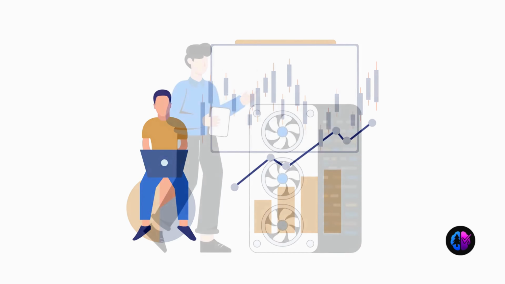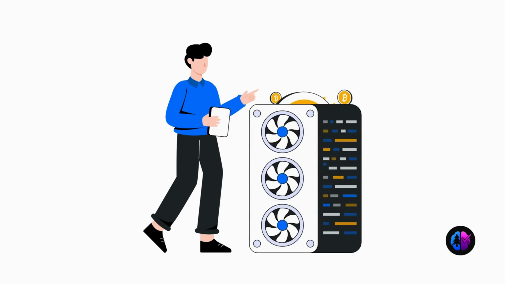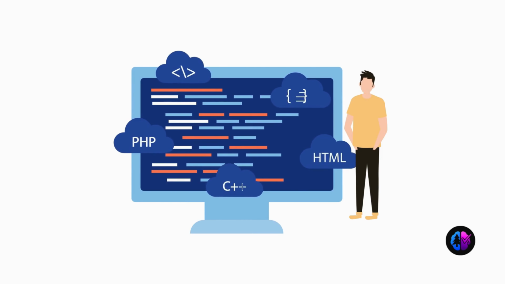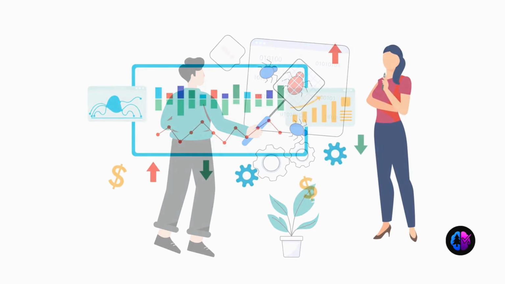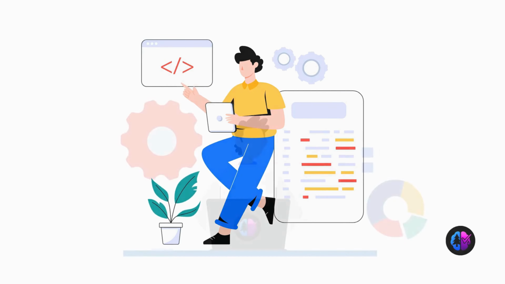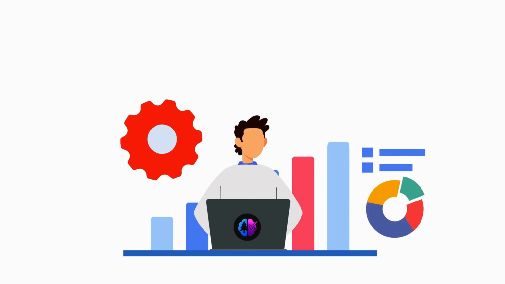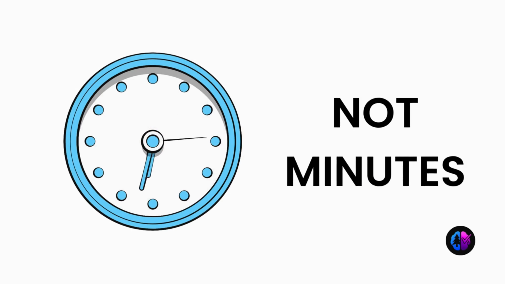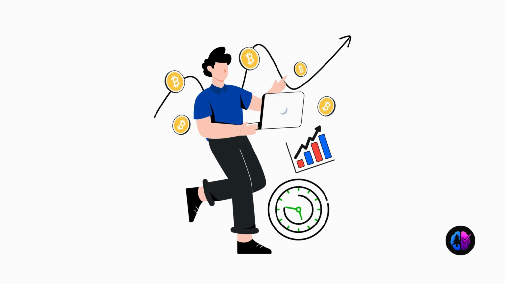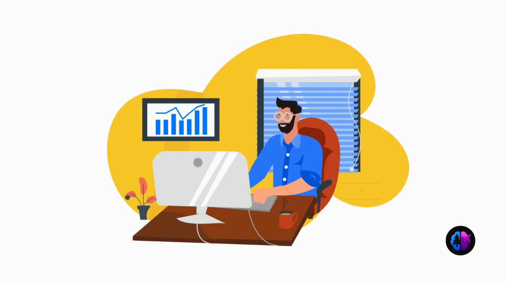Here's the reality. Traditional Pine script development takes hours or even days. You need to research syntax, debug errors, test conditions, and format everything properly. With Pinegen AI, we're talking seconds. Not minutes, not hours. Literal seconds from idea to working strategy. Let me prove it to you right now.